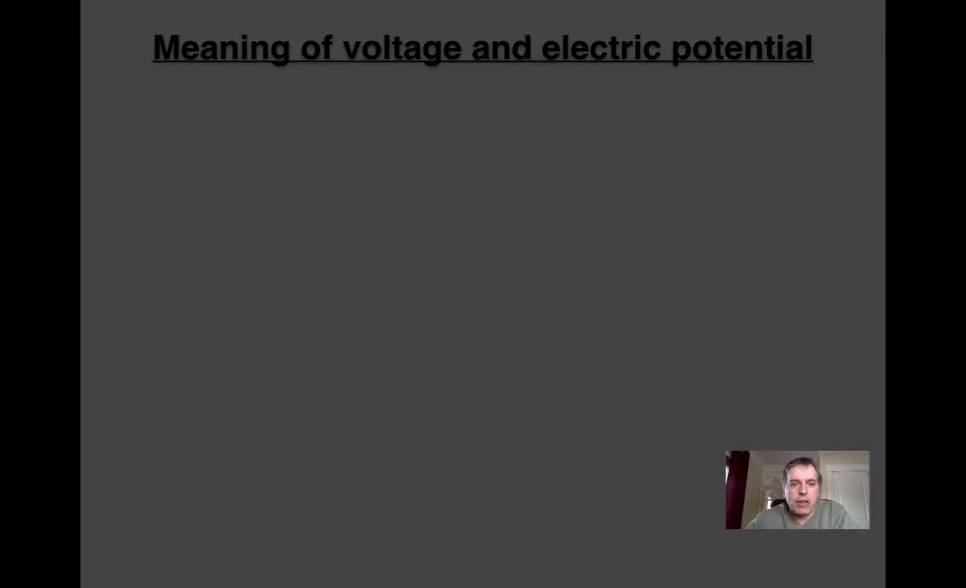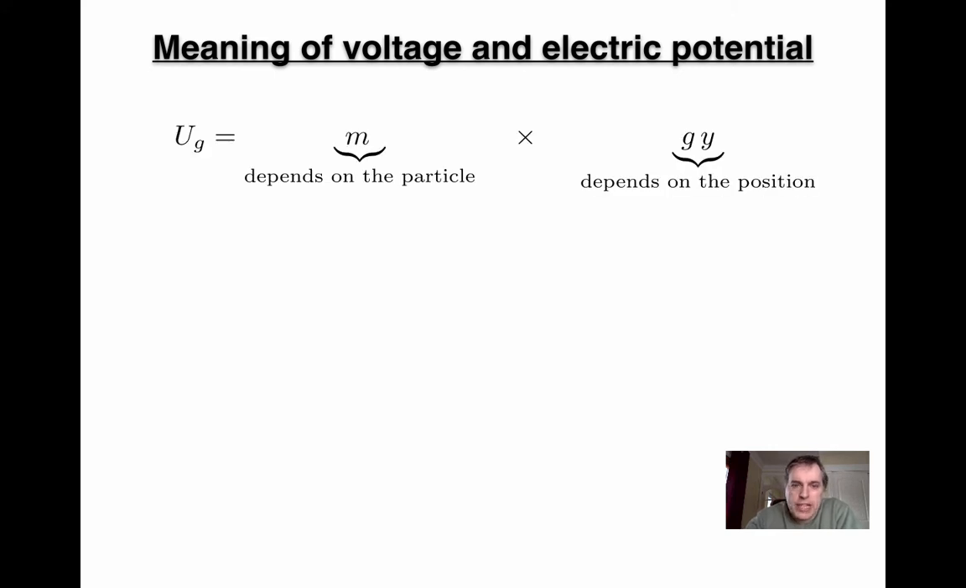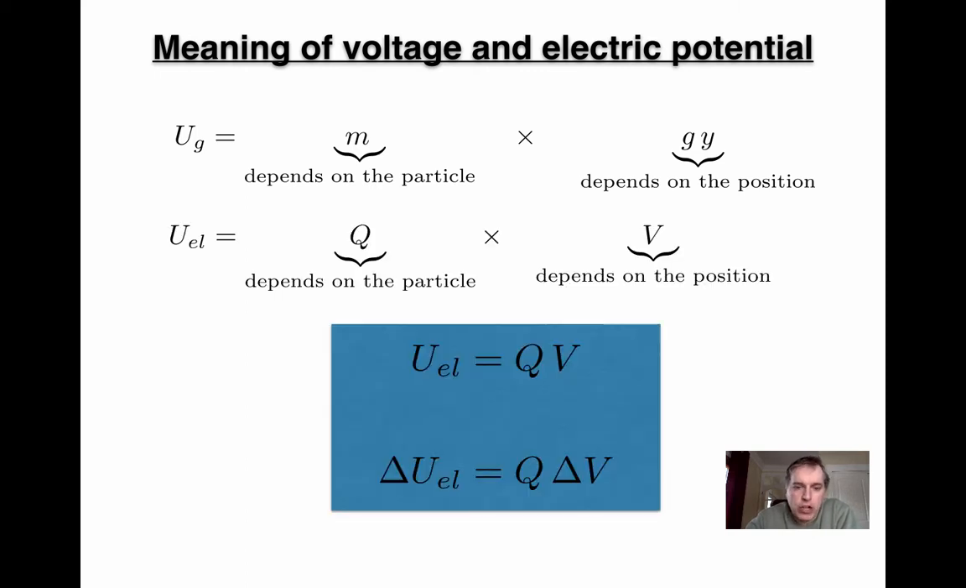Hi, so let's just review where we were last time. We introduced the electric potential and electric potential energy and voltages. Just to remind you, the key equation was that the electric potential energy of a charge Q is given by the product of the charge with the electric potential at the location of the charge.